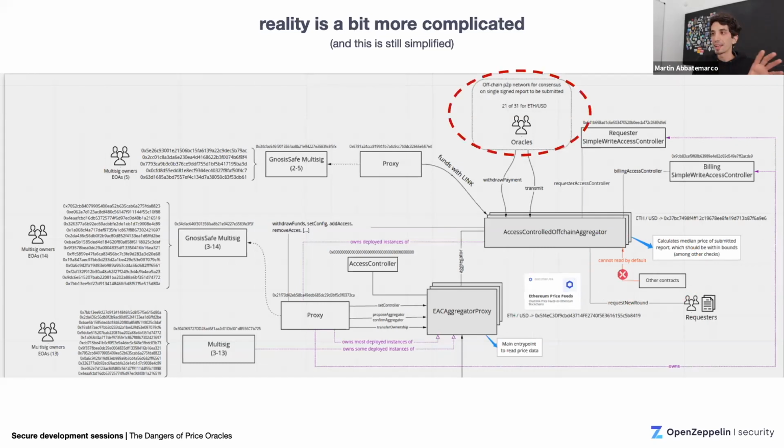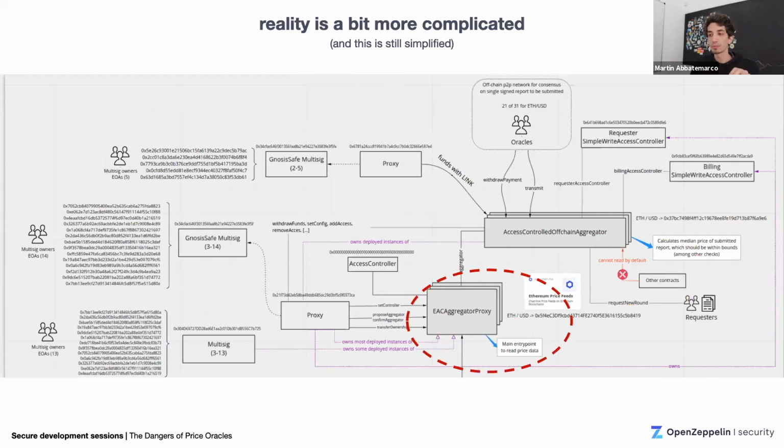There are many other mechanics in here, but let's just focus on these ones. One thing to notice is that you won't be able to read the price directly from the access control off-chain aggregator, because it has some access controls in place. So from your contracts, you won't be able to call that. But you can communicate with the EIC aggregator proxy. And the EIC aggregator proxy has some functions, we are about to see those, that you can actually query, and it's open, and you can directly integrate that into your contracts.